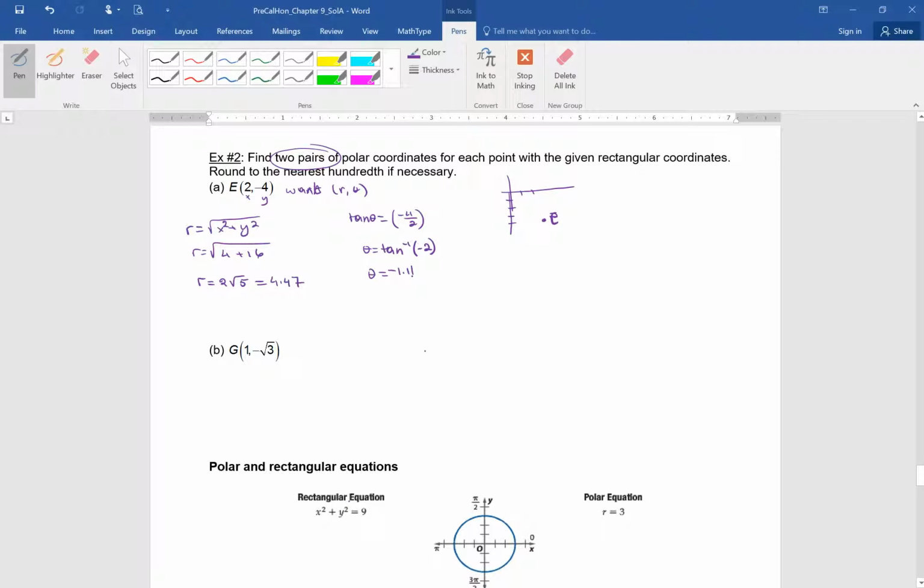Now look. Let's recall what this radian business is. This is 0 and this is pi, and this is pi over 2. Now, pi is 3.14. That means pi over 2 is 1.57. If you go in the negative direction, then this is 0, this is negative 1.57, and this is negative 3.14. That's how that works. So now if I'm at negative 1.11, this is where I am. I'm just plotting where negative 1.11 is.